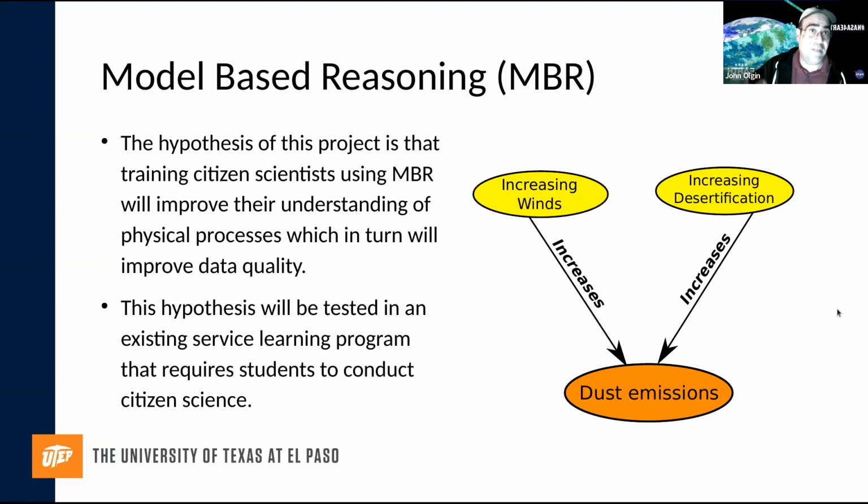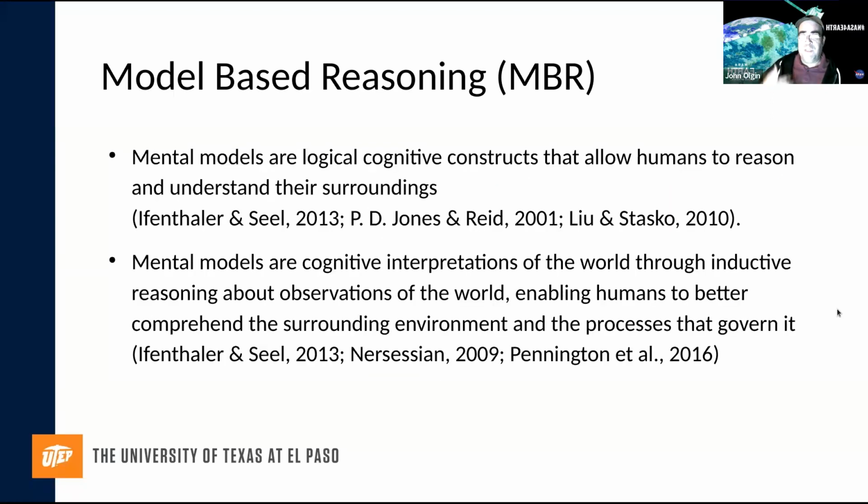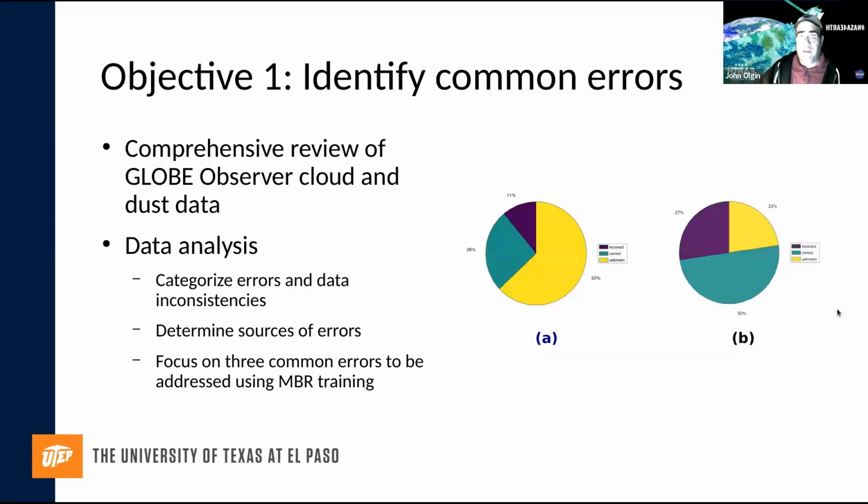Desertification increases dust emissions. And so what people are doing with this type of model-based reasoning is building what we call basically mental models, and then making more connections, connecting the dots, so they have an idea of how things really work. That's what I wanted to bring into this research, to see if this actually really worked.